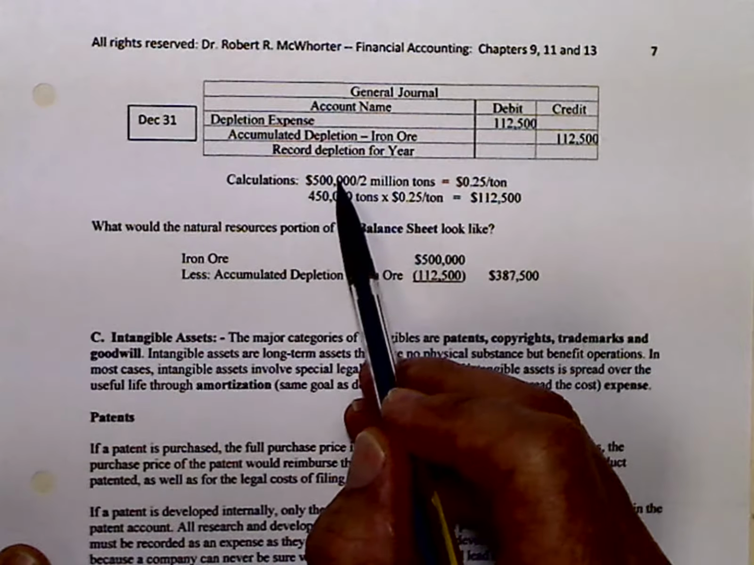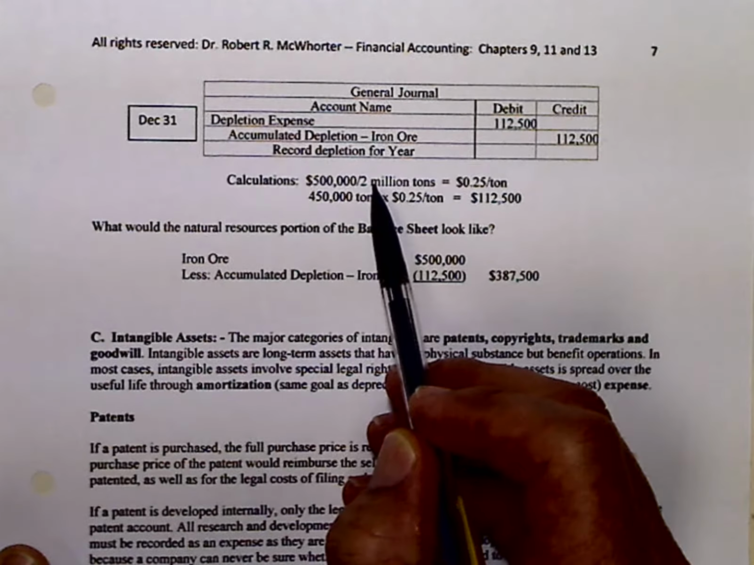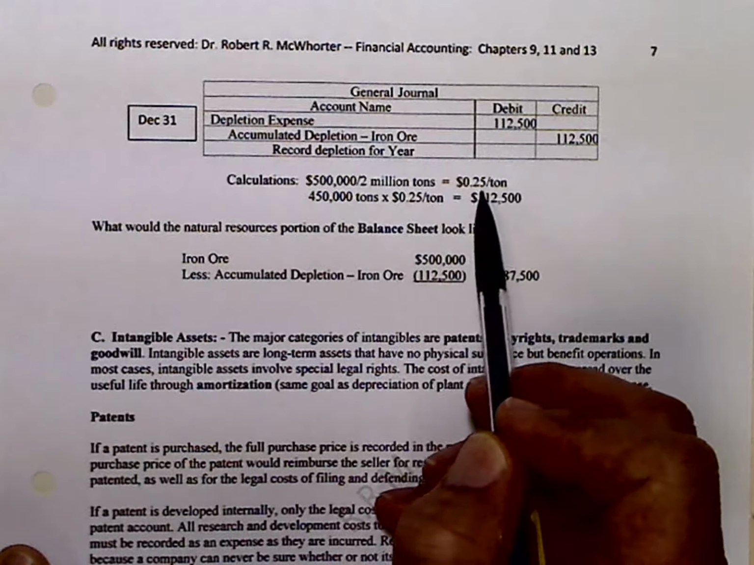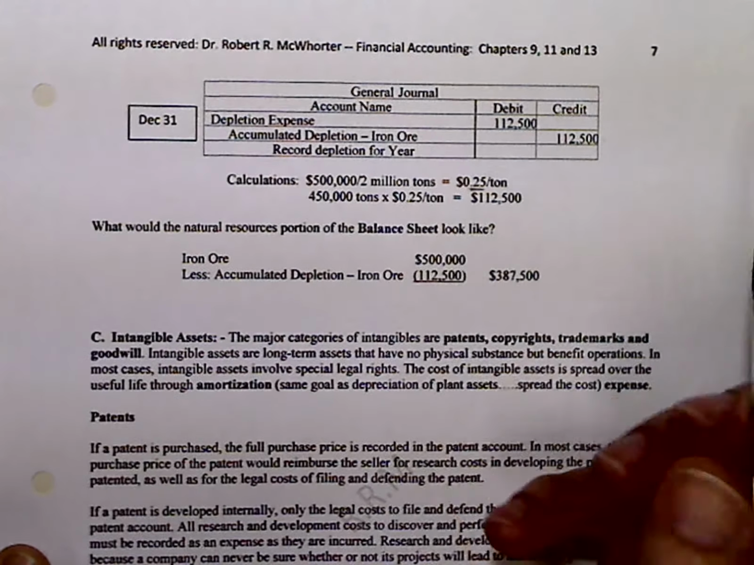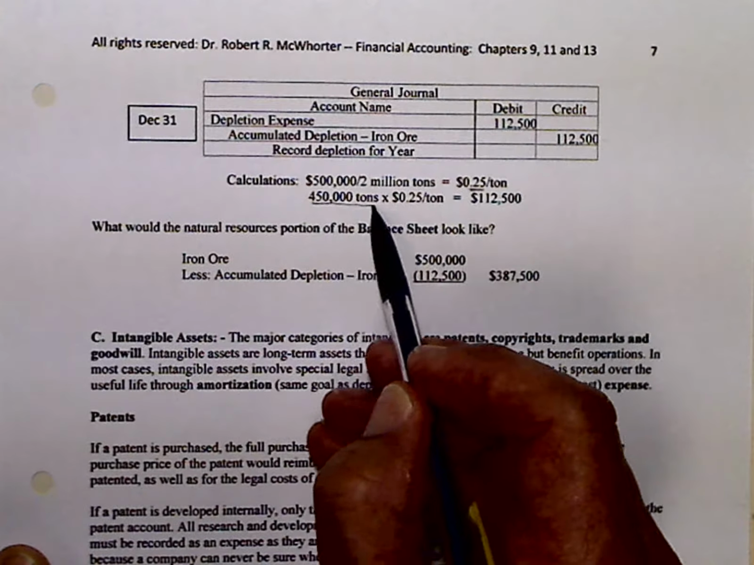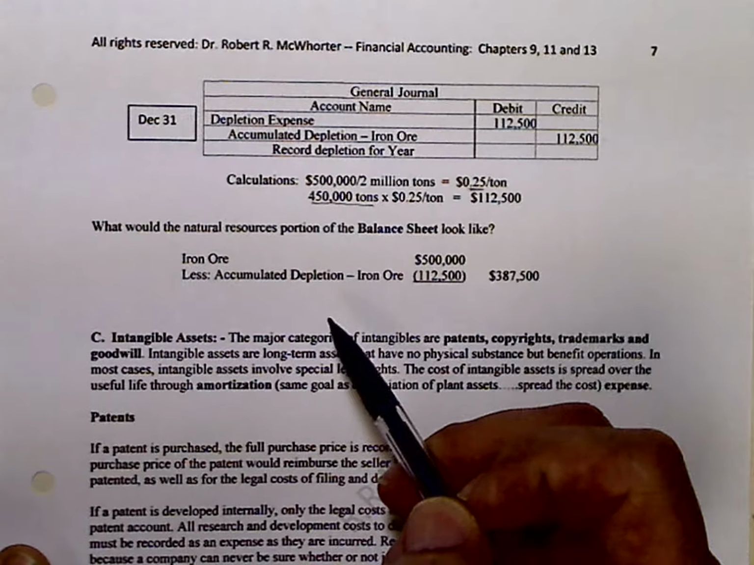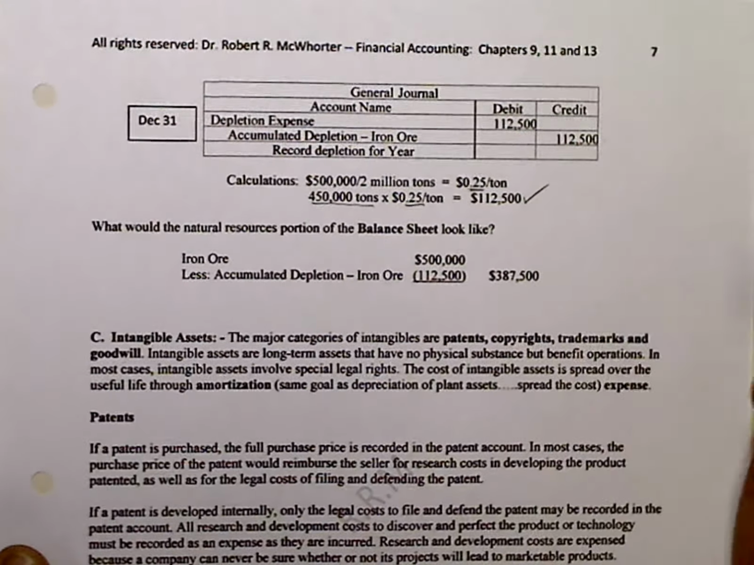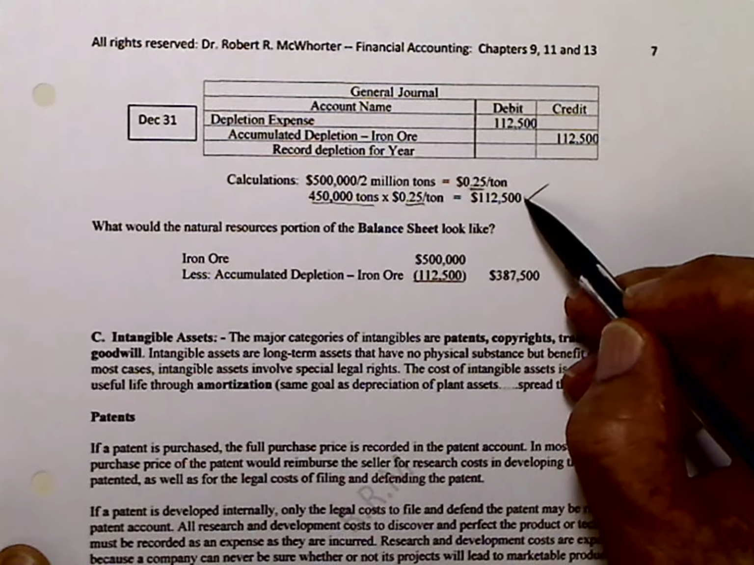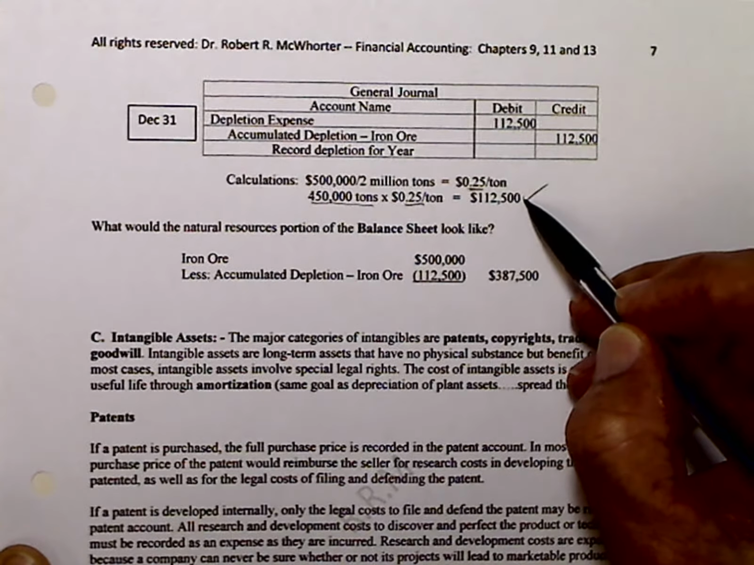Remember, we paid 500,000. We think that it's 2 million tons. Basically paying for the rights to get it at 25 cents a ton. How many tons did we haul out? 450,000 tons. Okay, times 25 cents a ton, $112.50. This is how much of the 500,000 rights, this much.